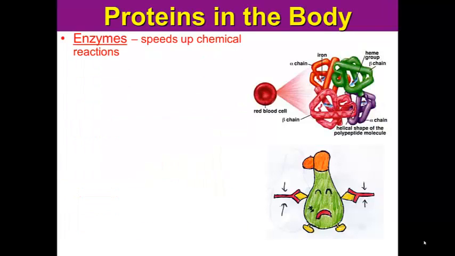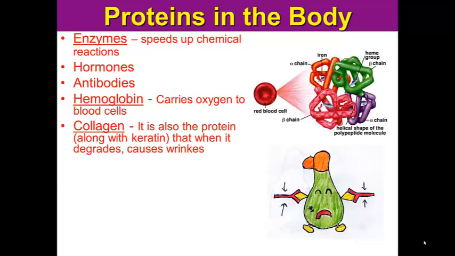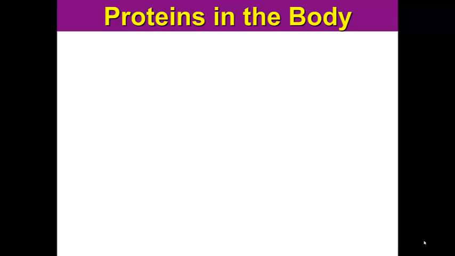What do proteins do? Enzymes speed up chemical reactions. Hormones and antibodies work to send signals in your body or to fight off invaders. Hemoglobin carries oxygen to blood cells. Collagen is a strength protein. There are receptor molecules in various parts of your body that respond to signals, as well as carrier molecules that move things from one place to another. Keratin forms hard parts of reptiles, birds, amphibians, and mammals.